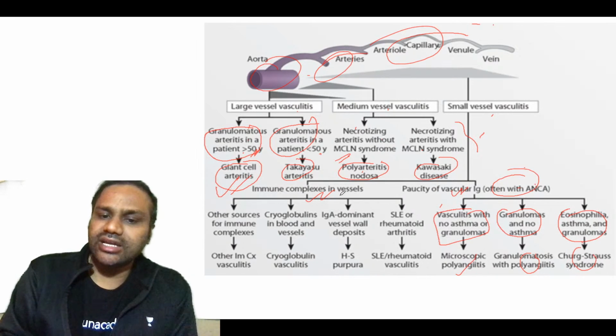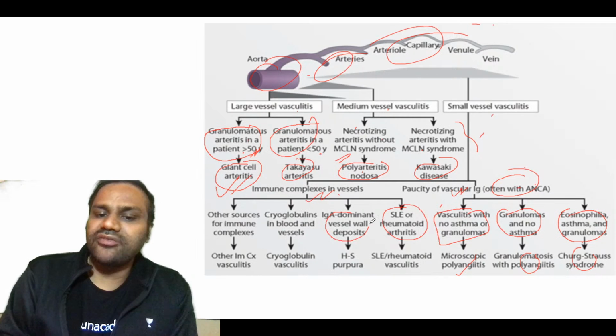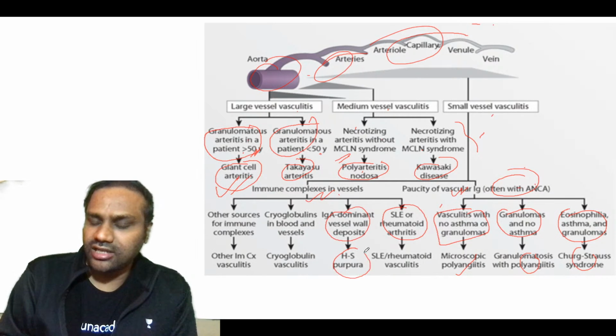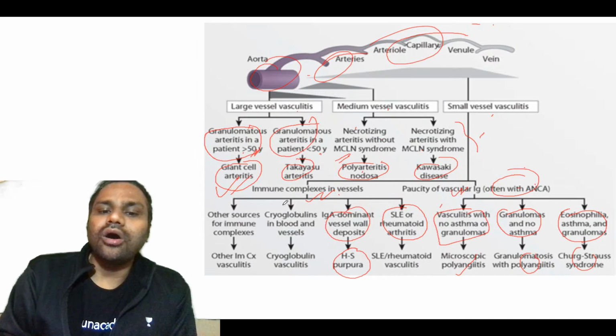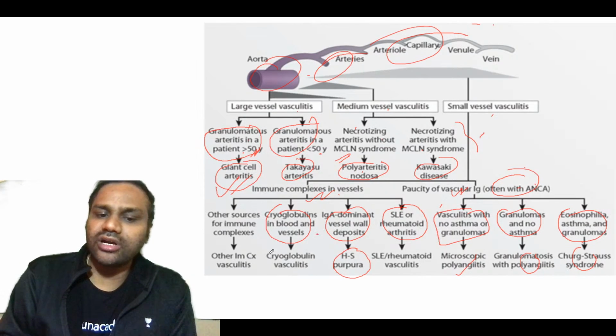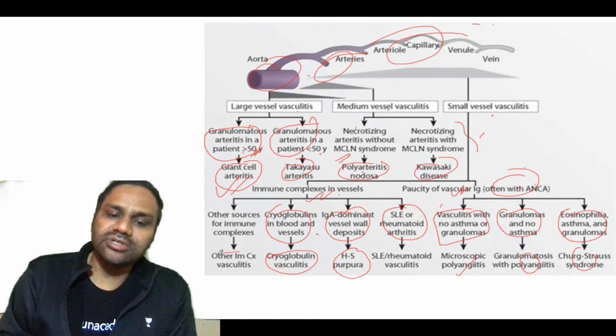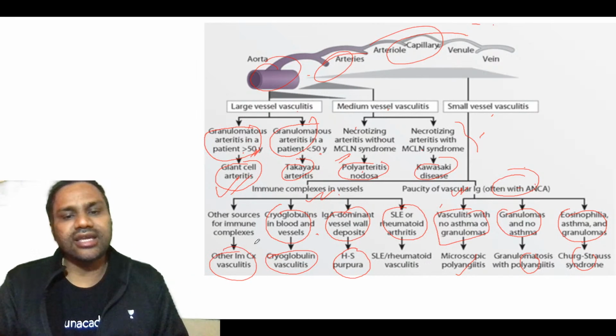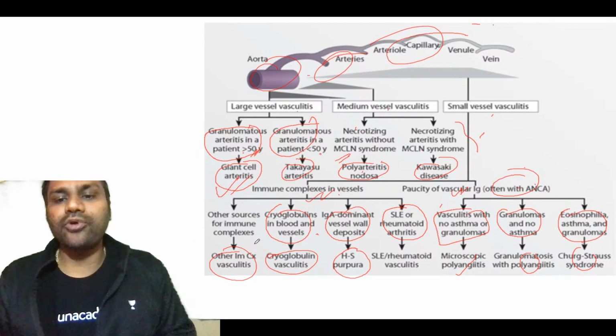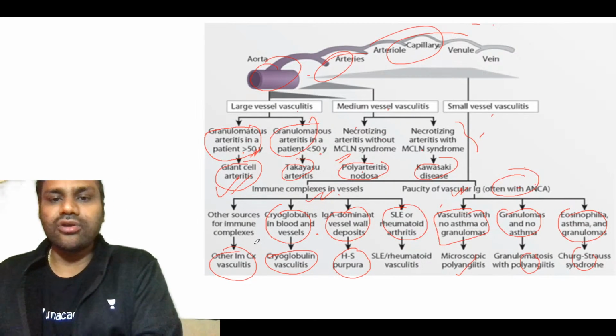Okay, and in immune complex depositions, they can be like SLE or rheumatoid arthritis. It can be IgA dominant vessel wall deposits, that is HSP, Henoch-Schonlein purpura. Or if you see cryoglobulins in the blood, it can be cryoglobulinemia, and other immune complex vasculitis can occur. So this is basically the approach, how you diagnose a vasculitis.